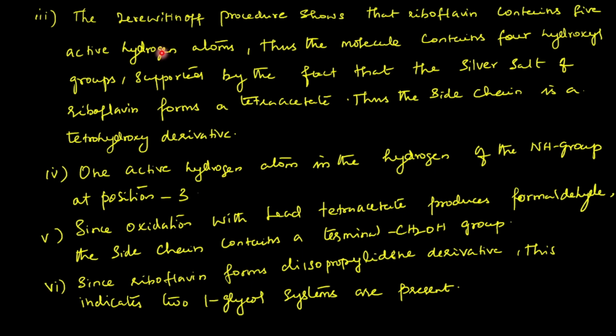The Zerewitinoff procedure shows that riboflavin contains 5 active hydrogen atoms. Thus, the molecule contains 4 hydroxyl groups, supported by the fact that the silver salt of riboflavin forms a tetraacetate. Thus, the side chain is a tetrahydroxy derivative. And we have to account for one more active hydrogen atom, the hydrogen of the NH group at position 3. Since oxidation with lead tetraacetate produces formaldehyde, the side chain contains a terminal CH2OH group. The riboflavin forms a diisopropylidene derivative. This indicates 1,2-glycol systems are present.